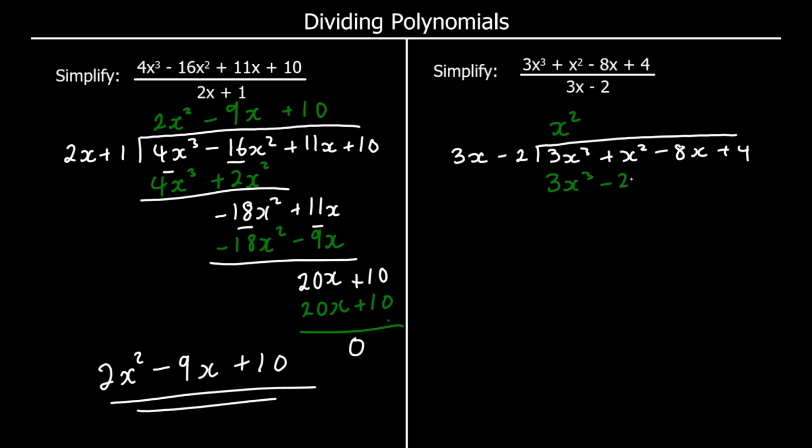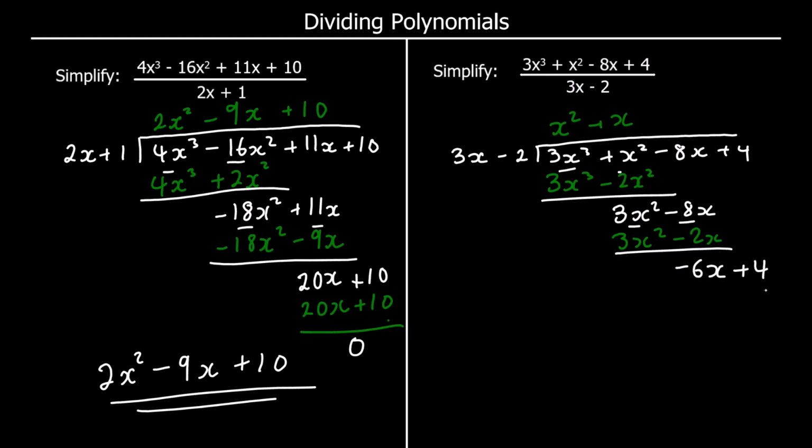cubed minus 2x squared, take away. So x squared minus minus 2x squared, so that's 3x squareds, bring down the next term. 3x squared over 3x is just going to be x times by the x, so we've got 3x squared minus 2x, take away. Negative 8 plus 2 is going to be negative 6. So we're going to have negative 6x, bring down the 4.